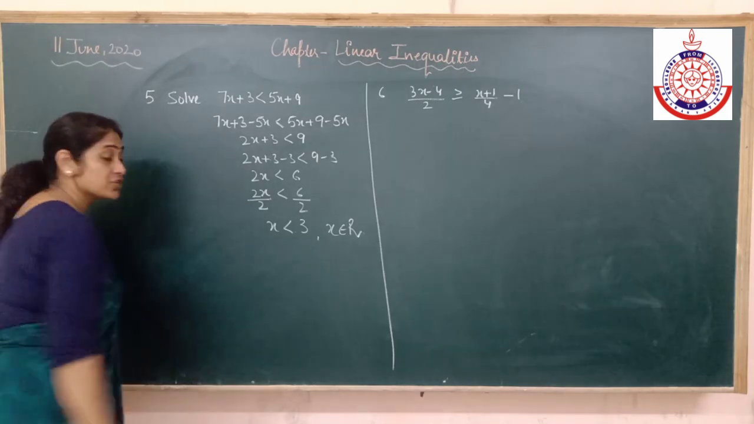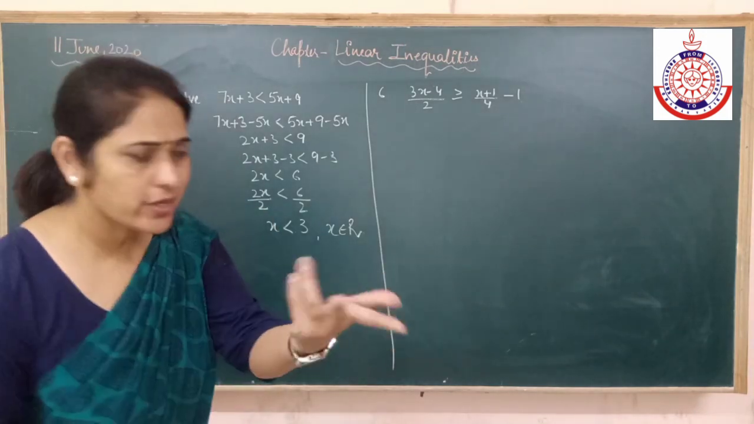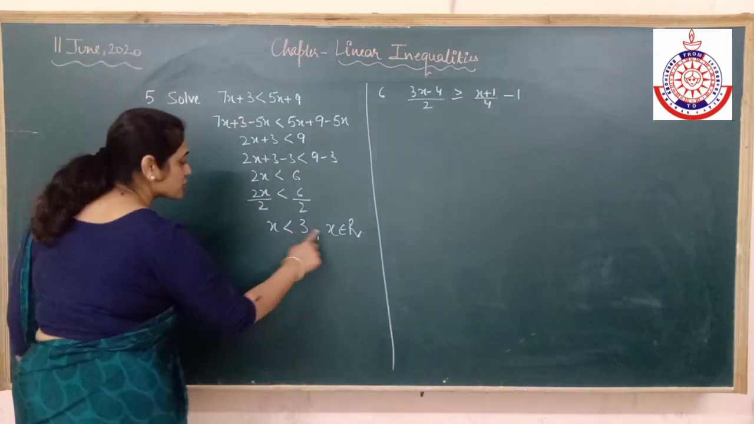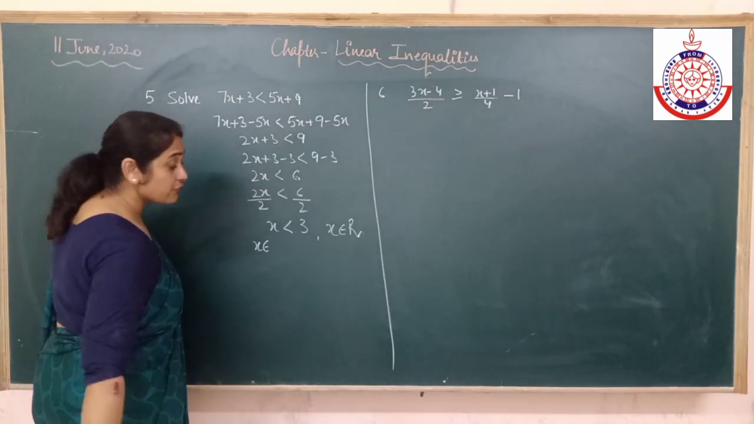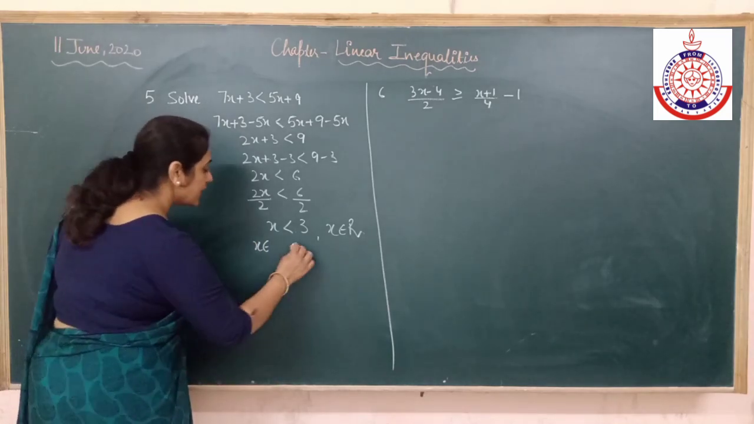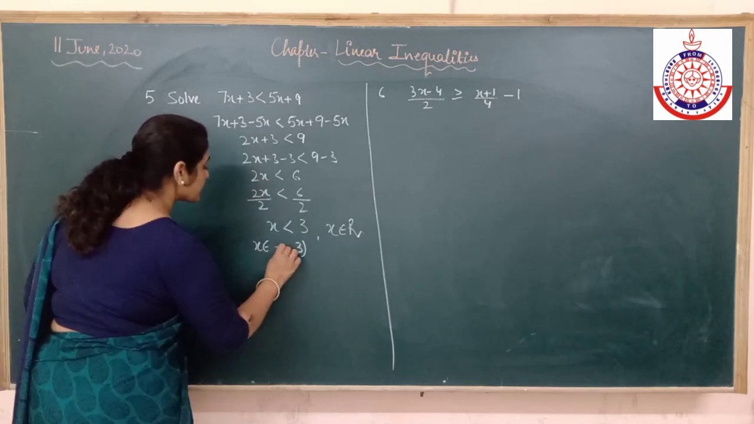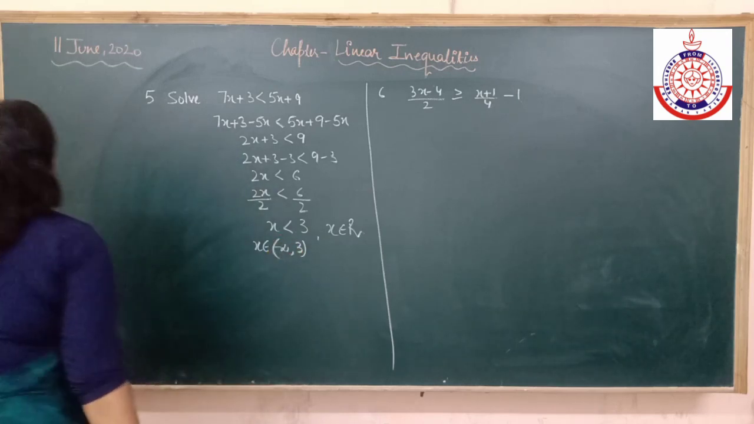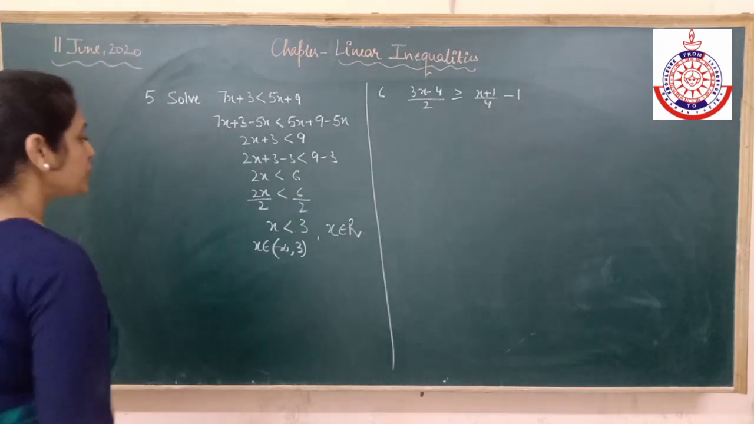I will represent the solution set as an interval also. We could have done this in the previous 2 examples also. We can write in the interval form. X belongs to R, that means x belongs to, in the interval form, real numbers smaller than 3. That means from 3 we are going this side, that is minus infinity. From 3 to minus infinity.